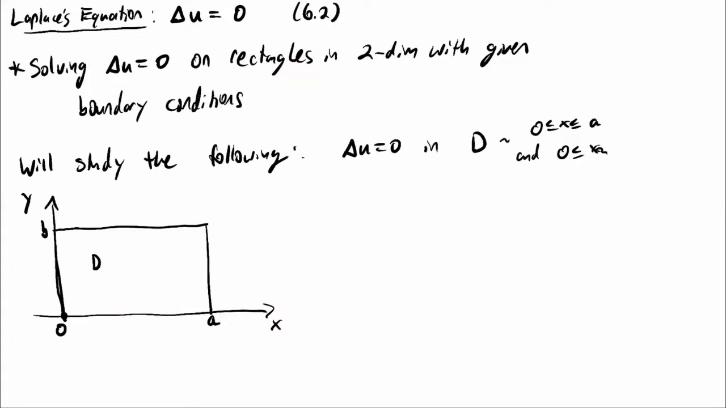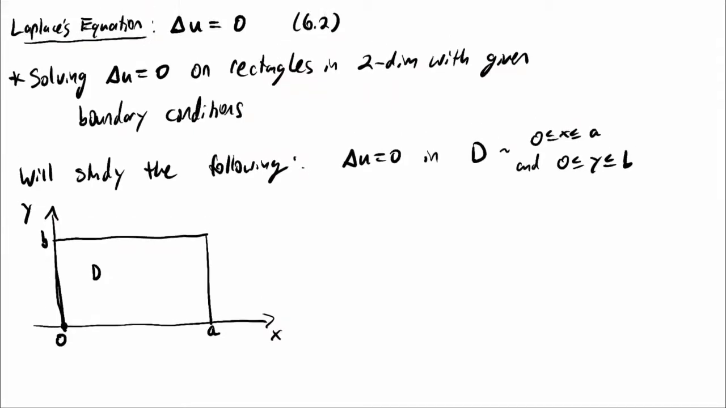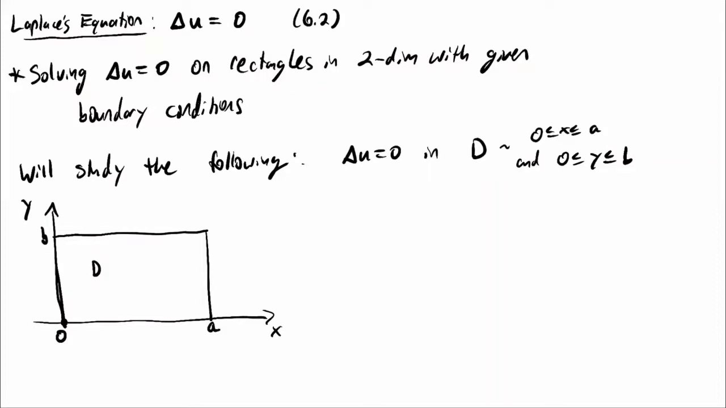Right, so x is between 0 and a, and y is between 0 and b. Okay. And in order to actually get a solution, we're going to have to prescribe certain boundary conditions, right? And so in order to understand the boundary conditions, we first need to understand what the boundary of this domain is, right?